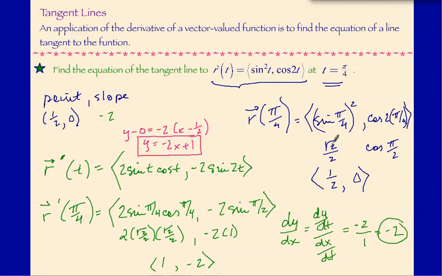Remember, when they ask for an equation of a tangent line, you need 2 things, a point and a slope. Using t equals pi over 4, you can plug that into the original equation to get the point. And then, of course, using pi over 4, plug that into the derivative to get the slope. What's next?